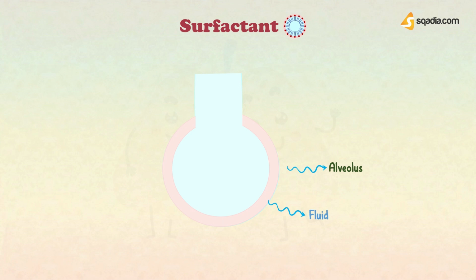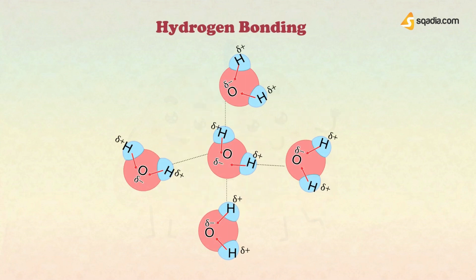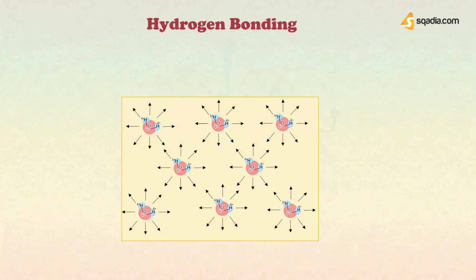This is the reason that produces the surface tension in the alveoli. That is directed towards the center, hence trying to collapse the lung. If you recall the chemistry, there's a type of bonding called hydrogen bonding present among the water molecules. Due to the electrostatic force of attraction between the negatively charged oxygen atom of a water molecule and the positively charged hydrogen atom of a neighboring water molecule, a water molecule is being attracted from all sides, hence the net force being zero.